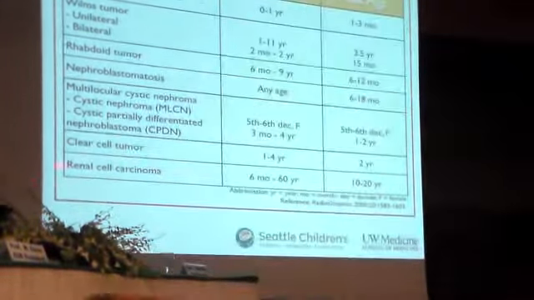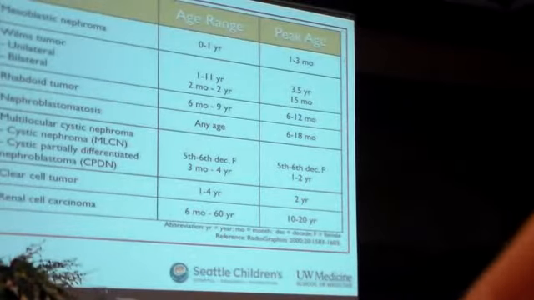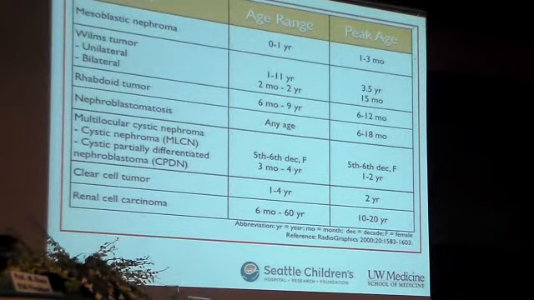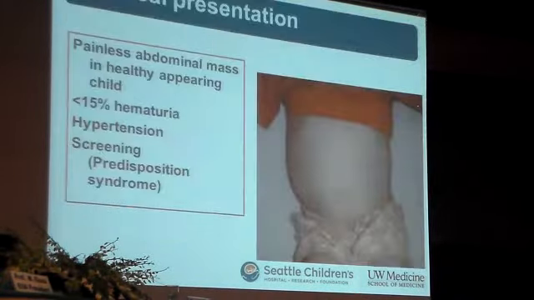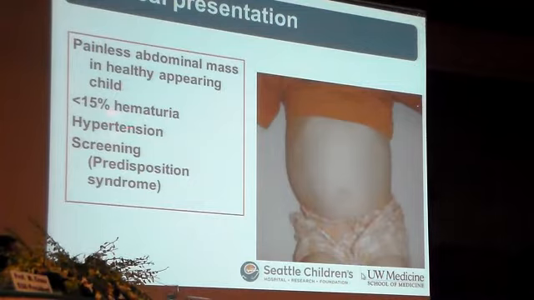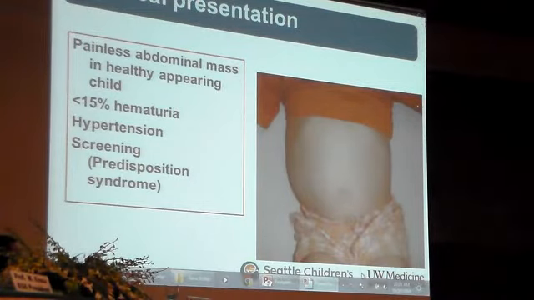You have to think about renal cell carcinoma if it's a teenager. So if a 13 or 14-year-old comes forward with a renal tumor, you need to think about the possibility that this is a renal cell carcinoma. Most of these kids will present with an abdominal mass. Some of them will present with hematuria or hypertension, and some of them will have predisposing syndromes. I'll talk about the syndromes because that's something you may be asked in your exams also.